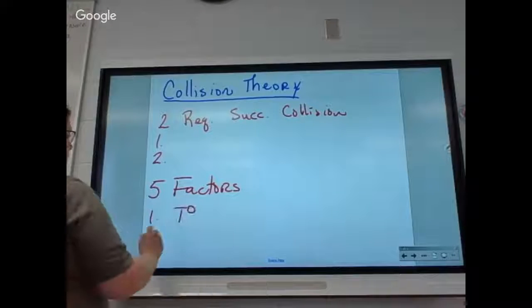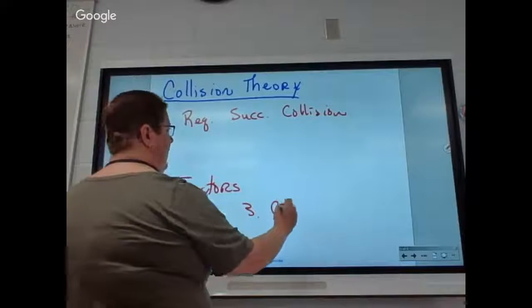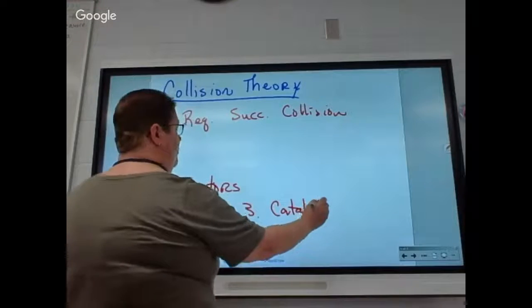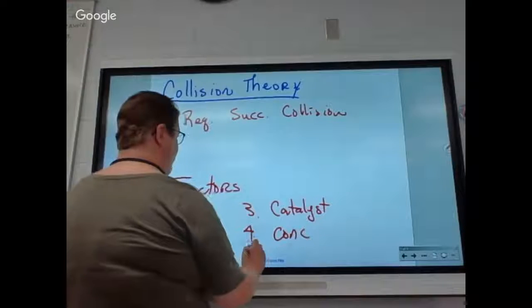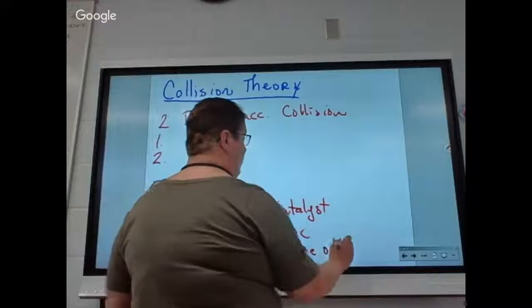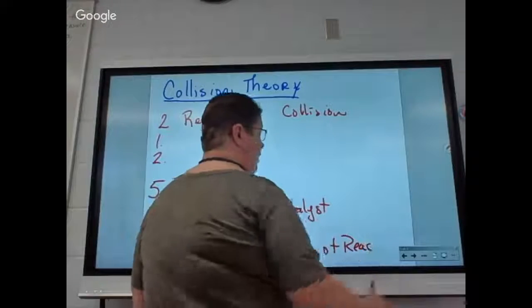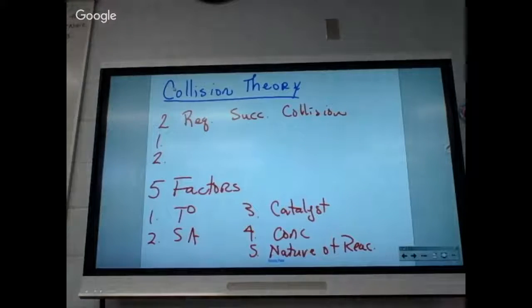Increased temperature. What were the other ones? Surface area. Catalyst. Adding a catalyst will make it go faster. Increase concentration. And number 5 was the nature of reactants. So, where on the periodic table are things just naturally going to go faster? Group 17 and Group 1. Where are things just naturally going to go slower?